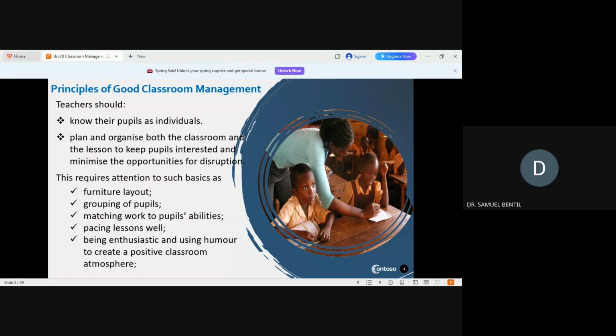Then as a teacher, you must also be enthusiastic and use humor to create a positive classroom atmosphere, which is very, very important. Be enthusiastic as a teacher.